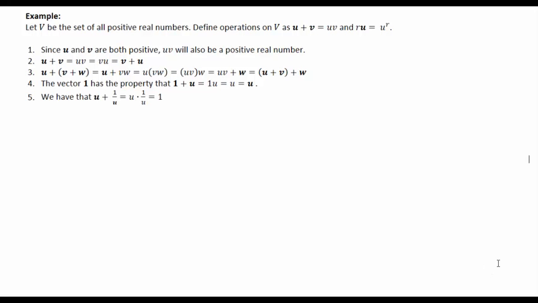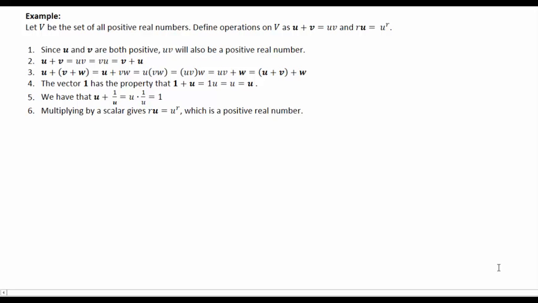Number 5 needs an additive inverse. So now we need a vector that we can add to u and get the 0 vector, which in this case is 1. And you can see that u plus 1 over u, by definition of the vector space, is u times 1 over u, which is 1, which we are calling the 0 vector. Number 6, multiplying by a scalar really means to raise to an exponent. And if I raise a positive number to an exponent, I get a positive number. So it is closed under scalar multiplication.